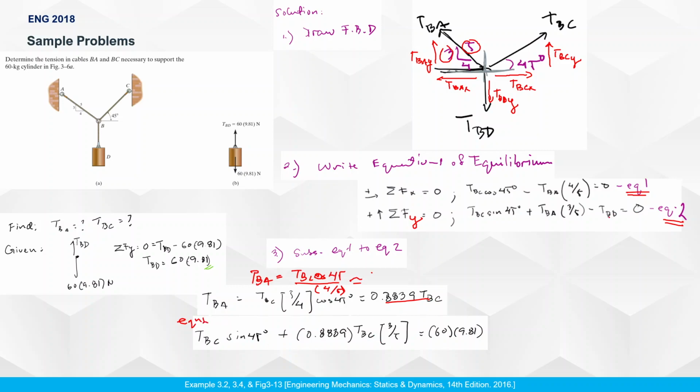And since you already know what TBD is, that's 60 times 9.81 for this example. Unless otherwise specified, I would prefer you guys use 9.8066. I don't know why it's acting this way, but unless it's otherwise specified, you use whatever is given here. In this case, 9.81. Or unless I specify it as 9.8066. Okay? Meters per second squared.